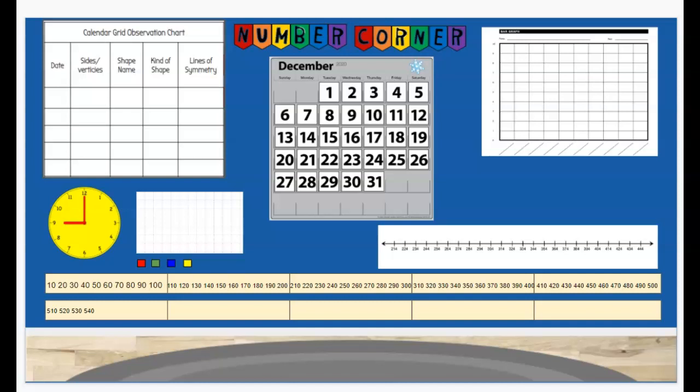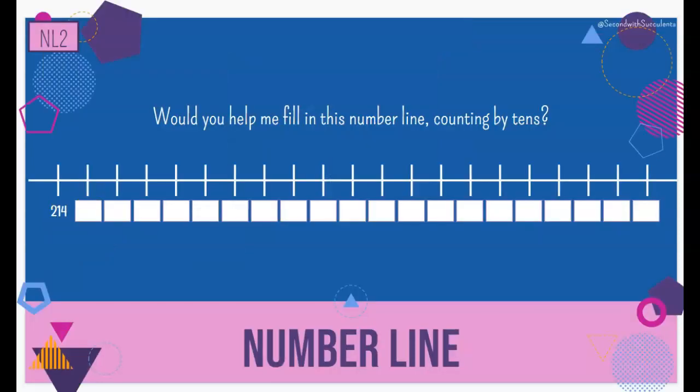For Number Corner today, we are playing the game Guess My Number. Remember, our number line will look a little bit different for Guess My Number every time we play in December. Let's have a look at our number line for today. We have been counting by tens with our number line, and we'll still be counting by tens. But our starting number is a little bit different. This time we're going to start on the number 214. We'll need to count by tens to fill in the rest of our number line. Let's fill it in. Then I want you to think about what you noticed.